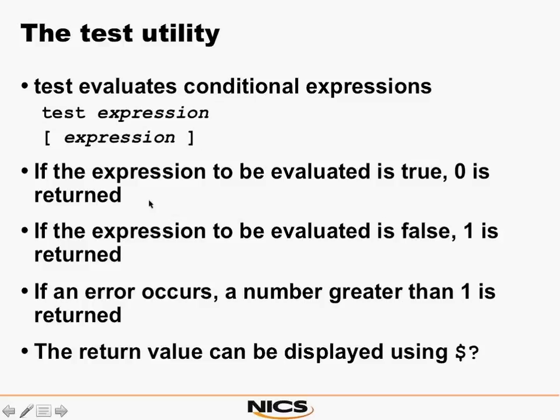What's kind of weird about the test utility is that if the expression evaluates true, a value of 0 is returned. If the expression evaluates false, it returns 1. And if there is an error, it's usually greater than 1. You can get the return value by using $?.